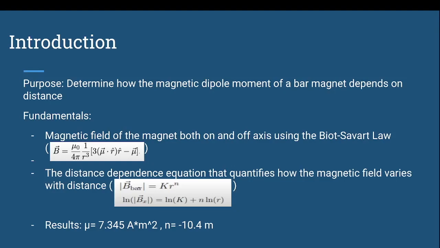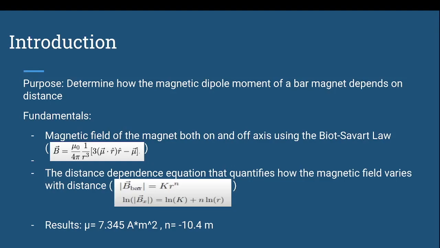of the magnet both on and off axis, using the equation below where B is the magnetic field, mu naught over 4 pi is a constant, mu is the magnetic moment, r is your radius vector, and r hat is the unit vector. The distance-dependent equation is also used that quantifies how the magnetic field varies with distance, where the magnitude of the magnetic field of the bar magnet is equal to k times r to the n power, where k is a combination of constants and n quantifies distance dependence.